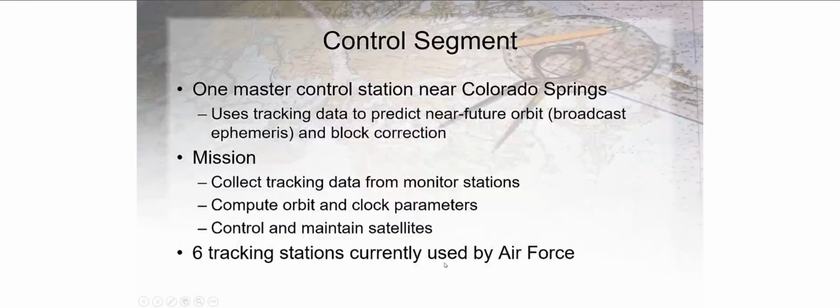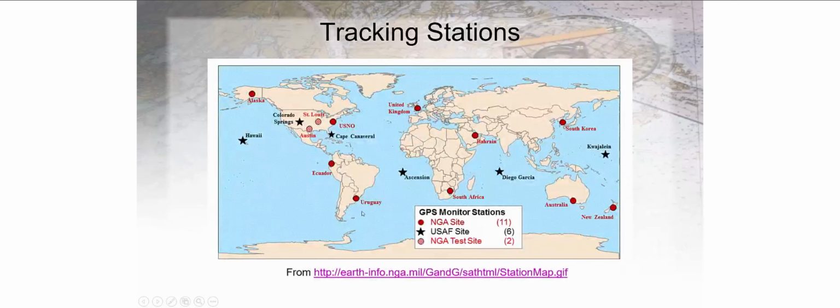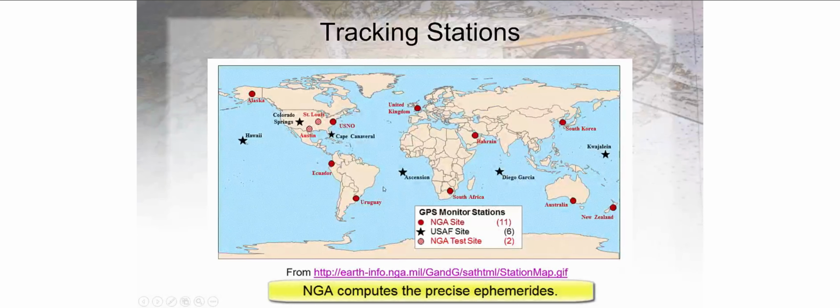There are 6 tracking stations currently used by the Air Force. And I think I showed you this before. Right here they are, the ones with the black stars. Now the National Geospatial Intelligence Agency actually uses these other ones, so there could be up to 19 at any time being used. In fact, 17 look like they're being used and 2 are test sites.